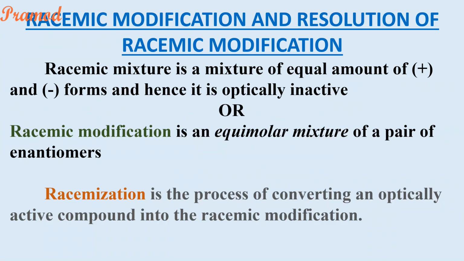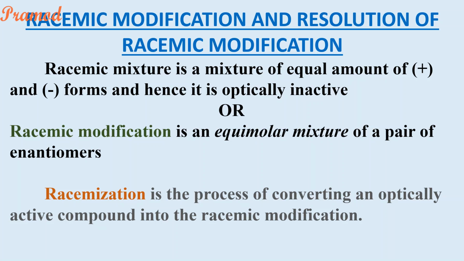The next topic is racemic modification and resolution of racemic modification. What is racemic modification? A racemic mixture is a mixture of two equal amounts of both enantiomers, hence it is optically inactive. Racemic modification is nothing but an equimolar mixture of a pair of enantiomers. These definitions are very important. It contains both enantiomers in equal concentration.